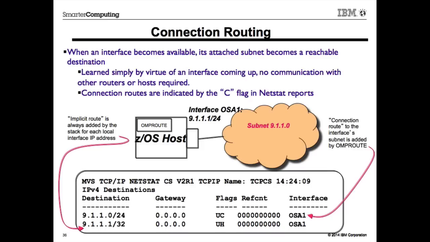So one neat little shortcut that I use, because I'm more familiar with routing than I am with devices, I find dev links to be a long display that's hard to read. But if I display the routing table, I can look for all the UH flag routes, and that tells me what interfaces are up on the stack, because those are going to be the IP addresses, the interfaces that are up.